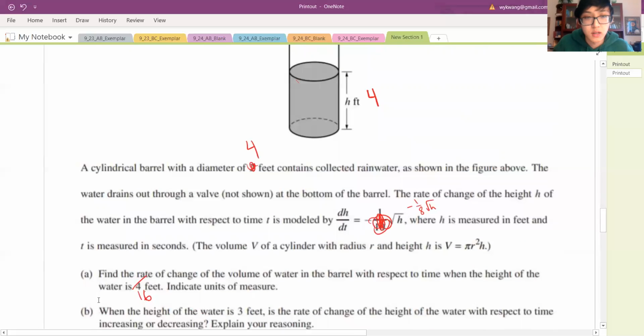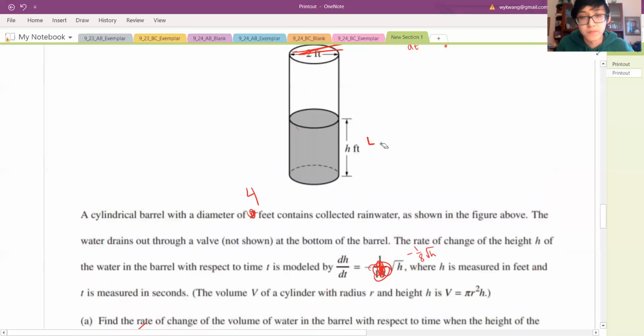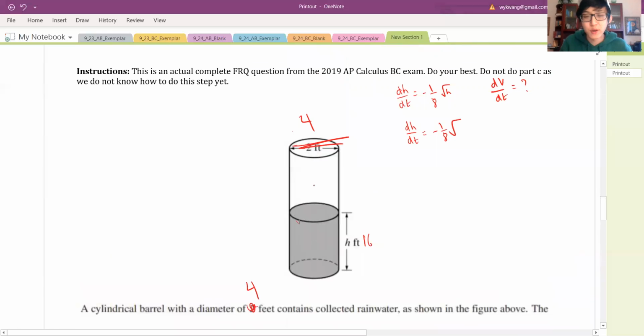Wait, did I change the height? Oh yeah, the height is 16 now. So, okay, let's restart this problem. -1/8 root 16 is equal to -1/8 times 4 is equal to -1/2. Okay, so I have dh over dt is equal to -1/2.